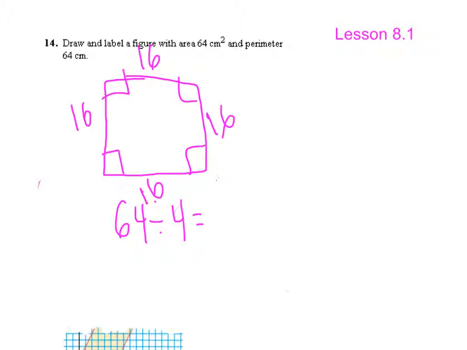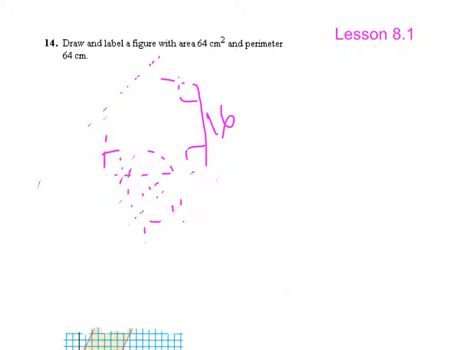To think about the area then being 64, I would have to take 16 times 16 to get that 64. That didn't work. 16 times 16 was 256. It was way too big. So I thought, okay, what if I have an equilateral shape that's not a square? So this time I started with a rhombus.